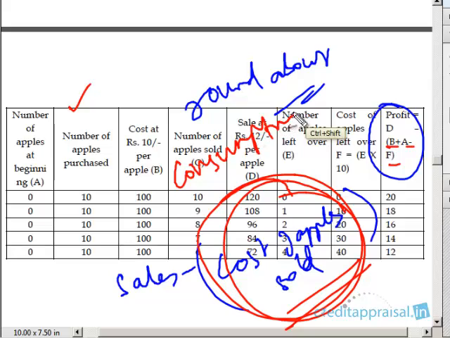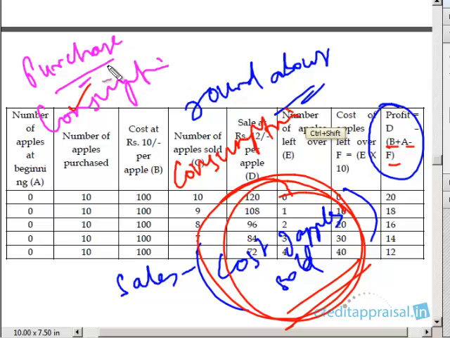This is nothing but consumption. Please make a distinction between consumption of raw material and purchase of raw material. These are two separate terms. What is purchase? This is purchase. How much amount did we spend in purchasing these 10 apples? See, we didn't sell all of them. That's a different matter. But we bought all of them. So this is the purchase amount.